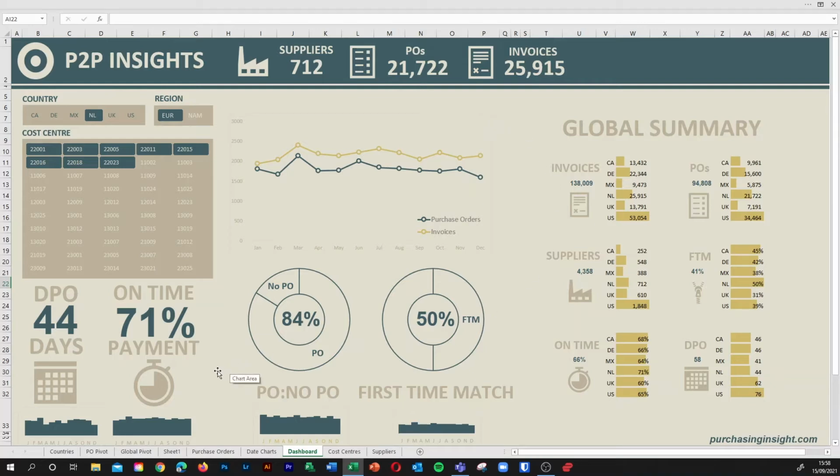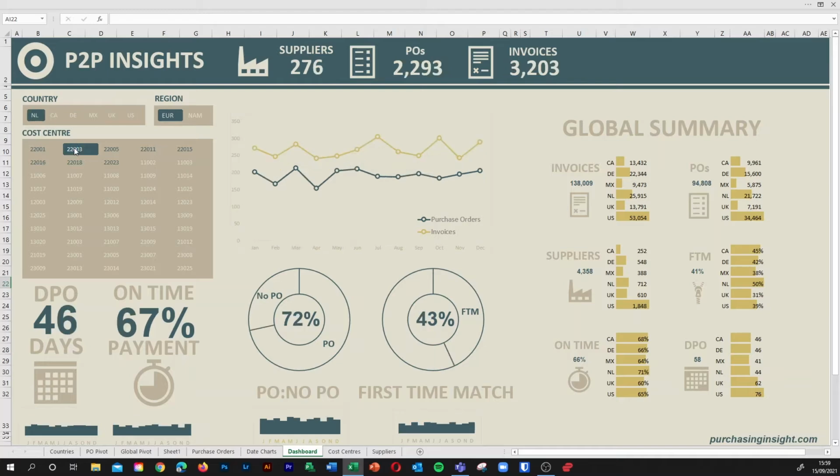We've got these figures here showing the detail of DPO 44 days, payment on time 71, 84% ratio of PO to non-PO. That's quite respectable, and a 50% first time match rate. It may be that there's something unique about the Netherlands, or it may be something about a particular cost centre. Let's click on one of the cost centres, and we can see the features there of that particular cost centre.